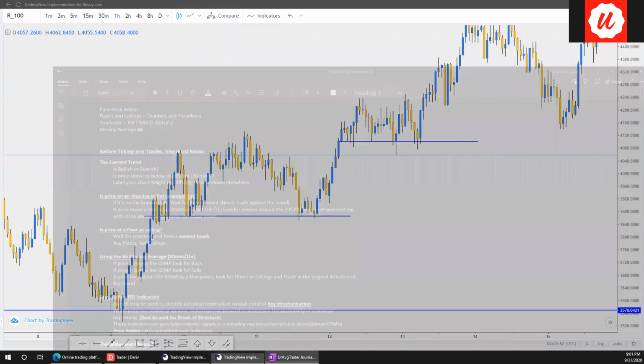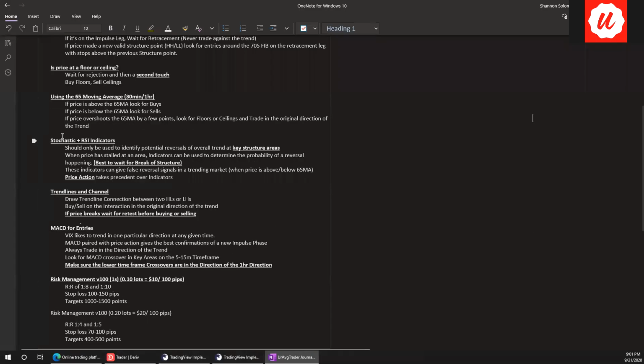So that's the 65 EMA. The stochastic and the RSI, I've been getting lots of false signals with these, so I'm not really relying upon them anymore. MACD, we'll get to that soon.